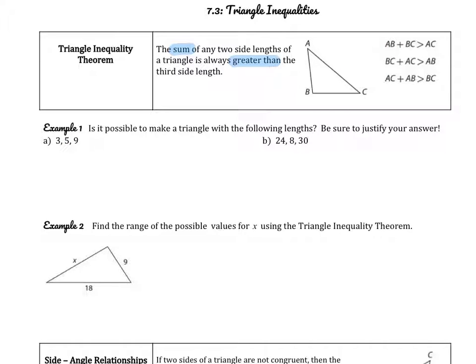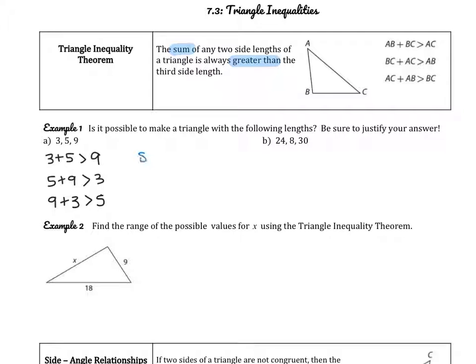So first, let's do 3 plus 5, and that must be greater than 9. So I did the sum of the first two. Now let's do the sum of the second and third. So 5 plus 9 must be greater than 3. And now let's do 9 plus 3 is greater than 5. And let's make sure all those are true.